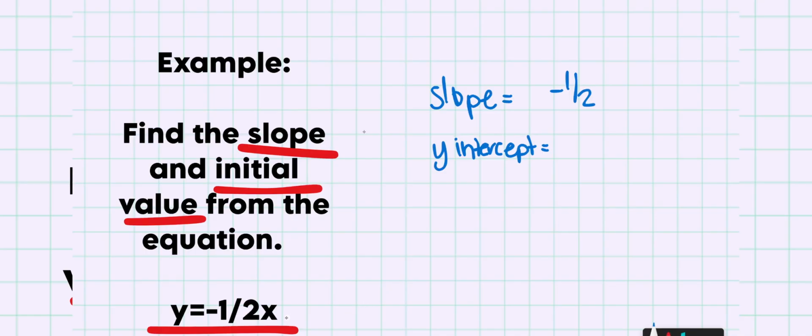But do we have anything over here at the end of the equation after our variable? We don't have a plus anything over here. So our y-intercept is going to be 0. So this equation is actually a proportional relationship because it's going to pass through the origin.